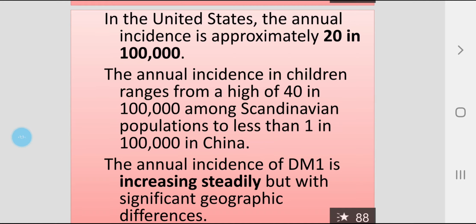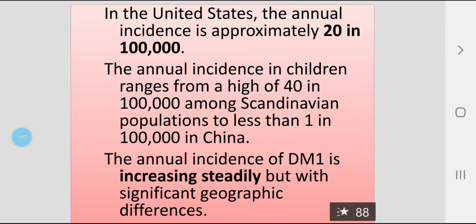In the United States, the annual incidence is approximately 20 in 100,000. The annual incidence in children ranges from a high of 40 in 100,000 among Scandinavian populations to less than 1 in 100,000 in China. The annual incidence of diabetes mellitus type 1 is increasing steadily, but with significant geographic differences.